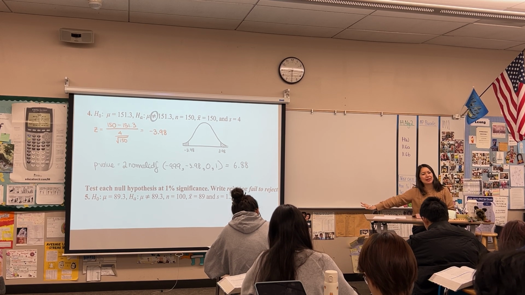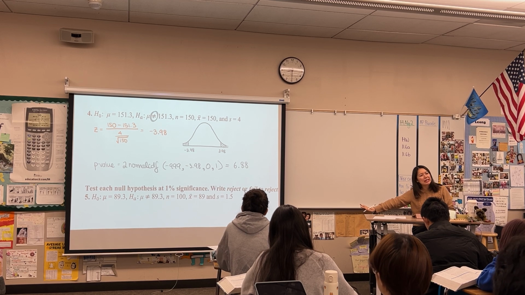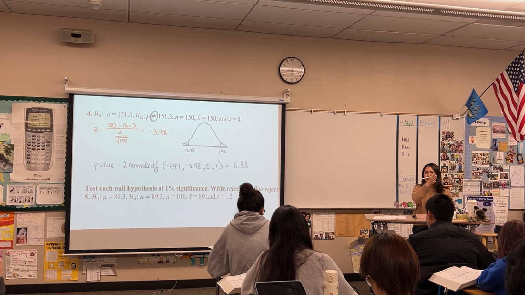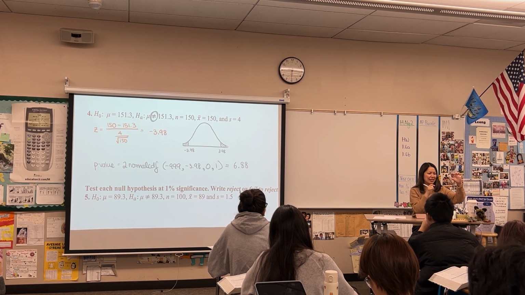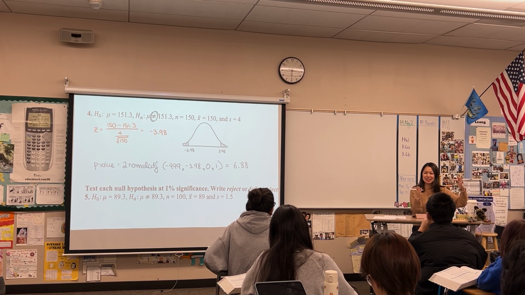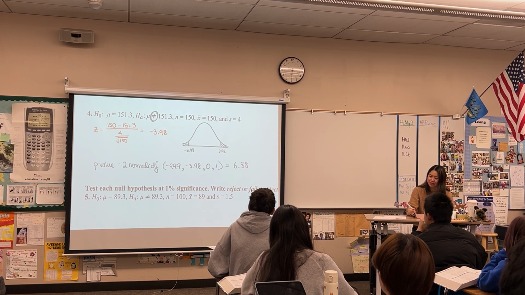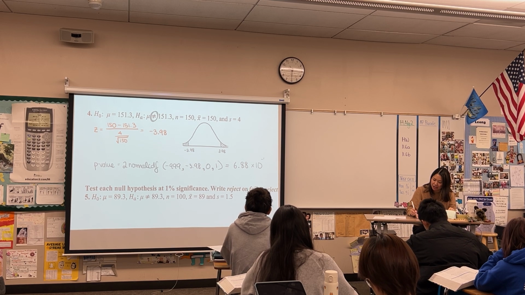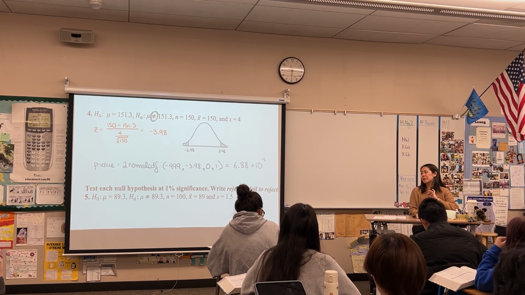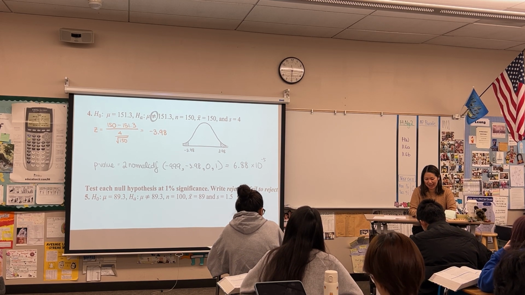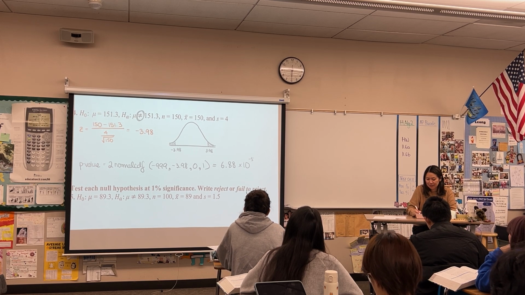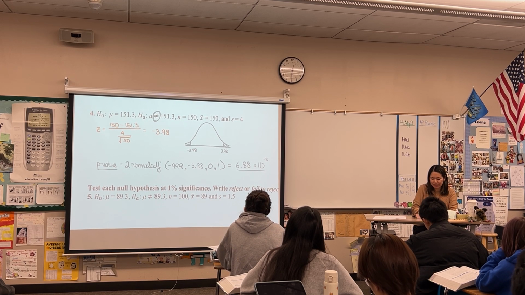Don't leave your answer like that though, right? P is a probability. So what must be at the very end of that calculator line? E something. This is scientific notation. It would say E negative 5. So just make sure you write that in scientific notation. Please don't just give me a p-value of 6.88. Okay? And this ends up being a very low p-value.